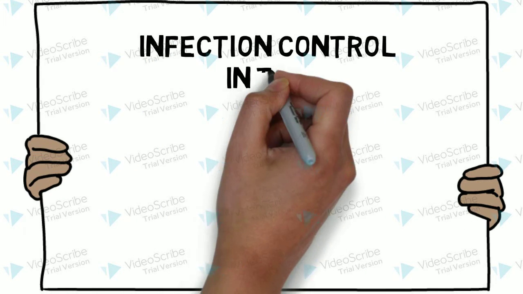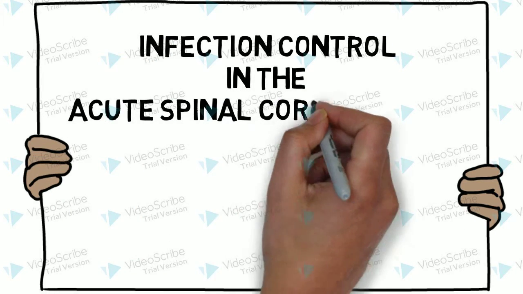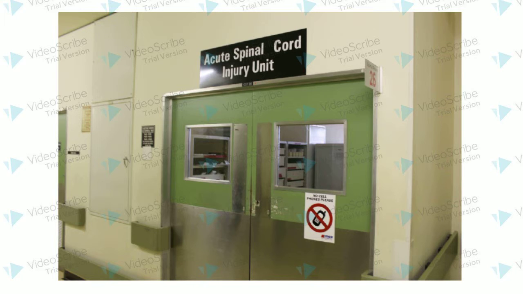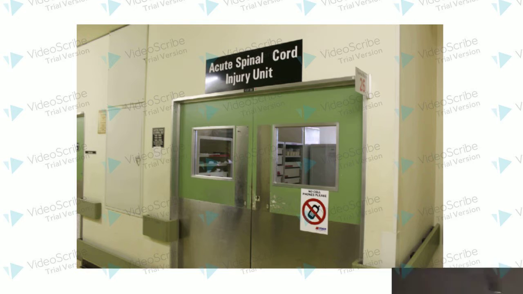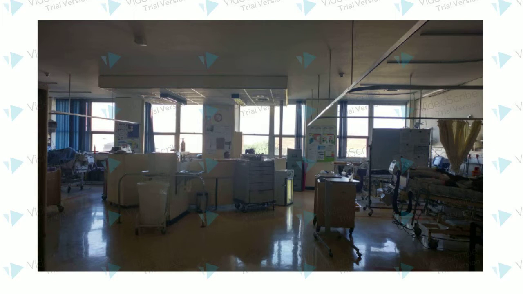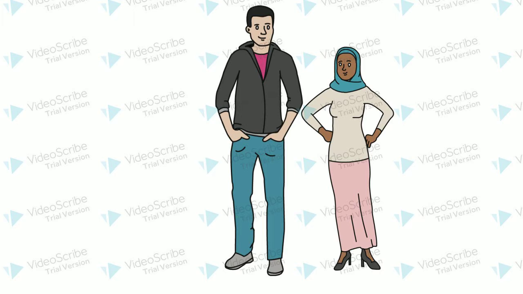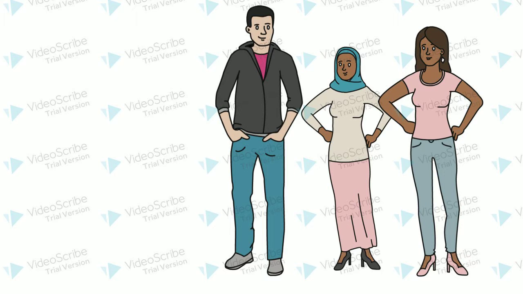This video is about infection control in the acute spinal cord injury ICU. This is the acute spinal cord injury unit at Groote Hospital. Here, 24 nurses work in 12-hour shifts to give the optimum care to patients with spinal cord injuries. Patients are looked after by a multidisciplinary team consisting of physios, OTs, dietitians, social workers, and doctors.